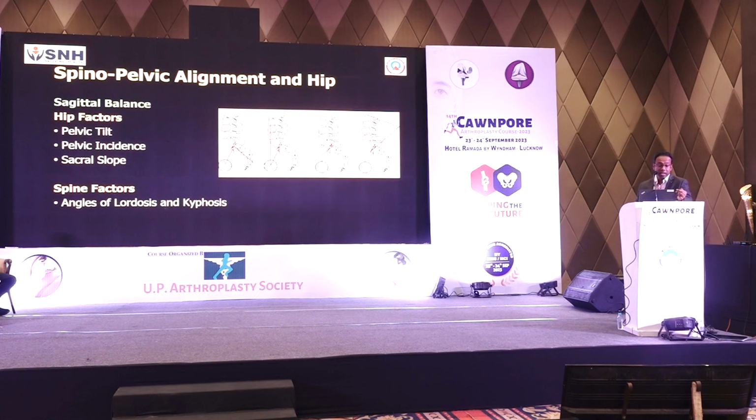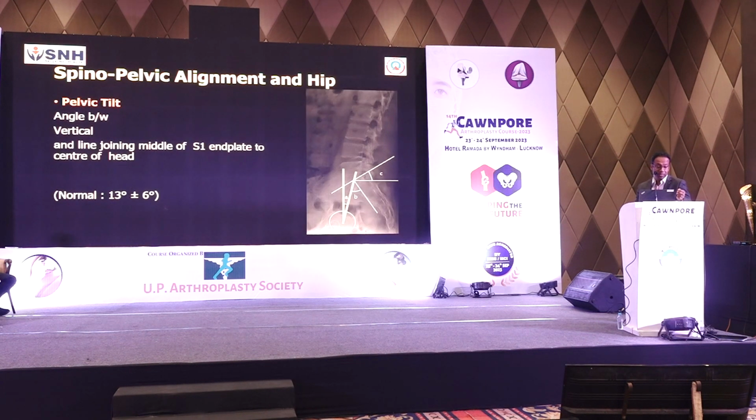Spinopelvic alignment, the sagittal balance, is determined by hip factors and spine factors. The hip factors are pelvic tilt, pelvic incidence and sacral slope. The spine factors, obviously, are the angle of lordosis and kyphosis. What is pelvic tilt? It is the angle between the vertical line going through the center of the head and a line joining the middle of the S1 end plate to the center of the head.